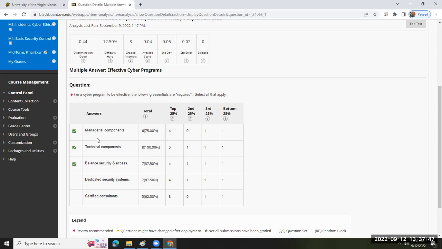Okay, so you have to have managerial components. You have to have technical components. So you have to have tools and measures. They're called controls. So you have oversight by management. You have controls in the systems and data. And then you have to balance security and access. A lot of times if you make things so secure that they're troublesome for users to get into and use, they do stupid things like, I don't know, write their password on a sticky note and put it under their keyboard. It's a thing. It happens all the time, right?